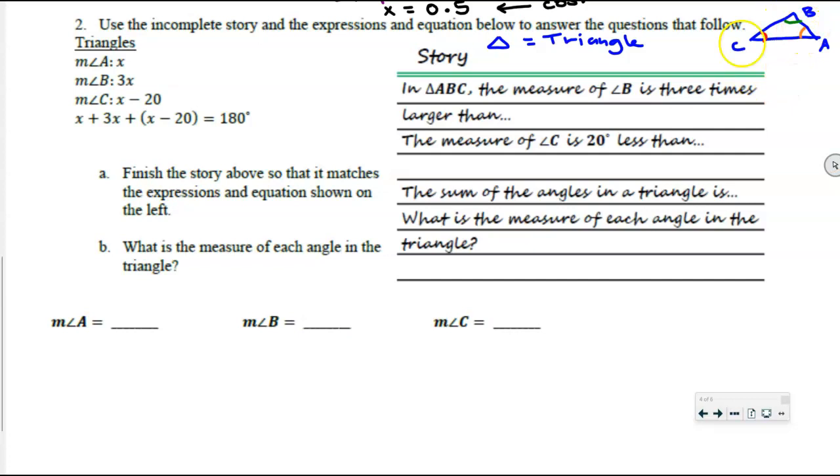But mathematicians are lazy. That's why we have a symbol for the word triangle. We also have a symbol for the word measure. We just use an M. And we also have a symbol for angle. Do you see that symbol that I just drew? It looks kind of like an angle in the triangle. So that is angle.